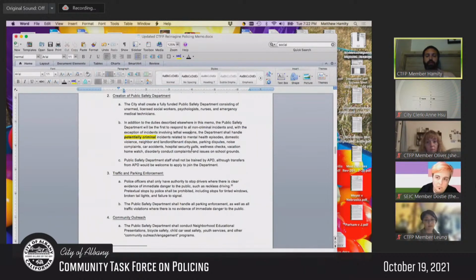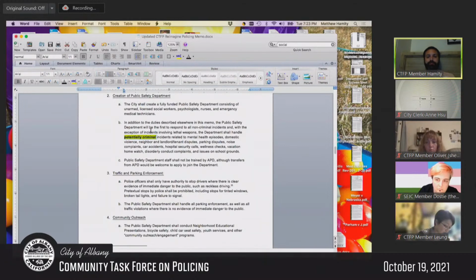And they would also be the first responders even for potentially criminal incidents, which is not highlighted in what I have because I just added that in. That's not in the document that was posted. I have that as a potential suggested change because I want to make it clear that this would include potentially criminal incidents related to mental health episodes, domestic violence, tenant disputes, parking disputes, et cetera, so long as there is no evidence of a lethal weapon.